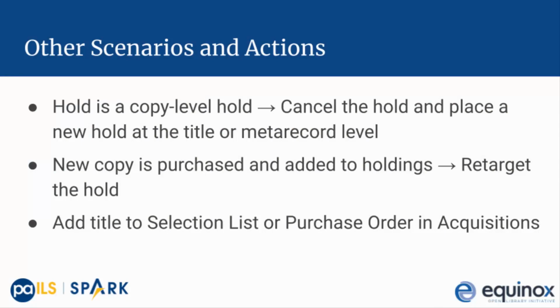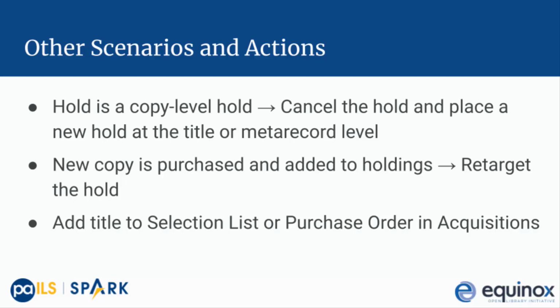Those were just a couple of examples of how you might use the Hopeless Holds interface. There are other options too. Let's say the Hopeless Hold is a copy level hold. You could cancel it and place a new title level or meta record hold. If a new copy of the title is purchased and added to holdings, you can use the Actions menu to retarget the hold to look for the new copy.